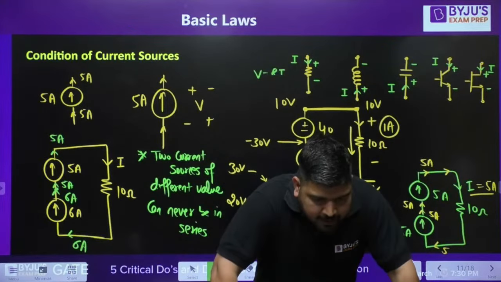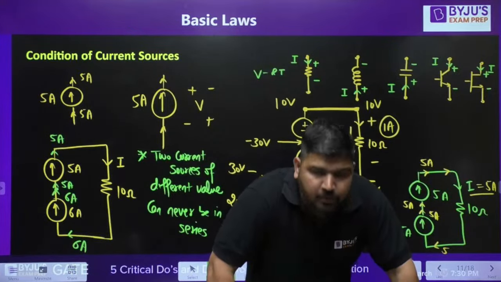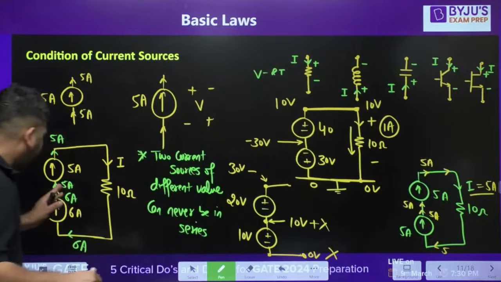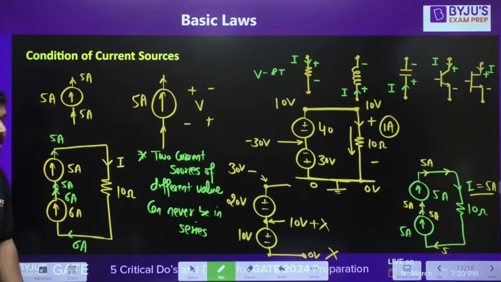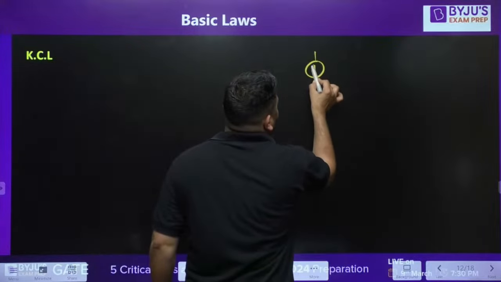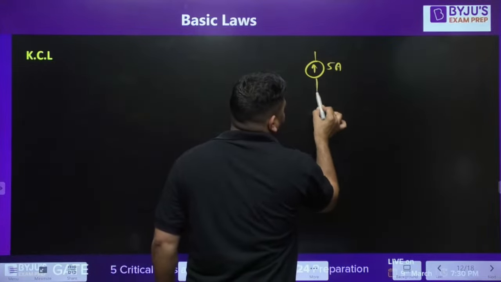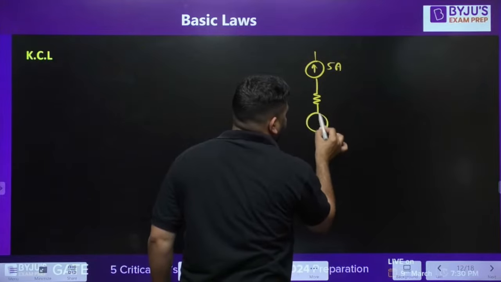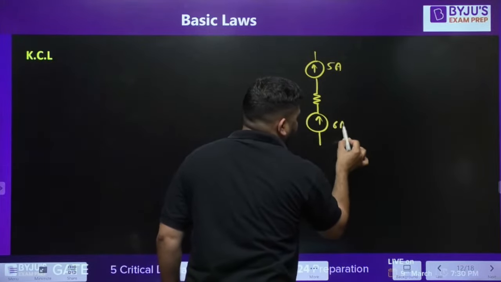Sir, will it be invalid even if there is a resistance in between two sources? Yes, it doesn't matter if you connect a resistance in between. Because if you connect a resistance like this, let's say there is a 5 ampere source, a resistance, and a 6 ampere source here, again there is a violation.